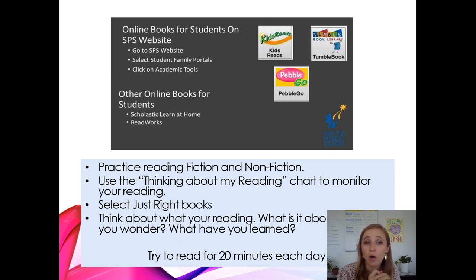Remember that you can go online to the Seattle Public Schools website, select Student and Family Portals, and click on Academic Tools. On this page, you'll be able to find things like Kids Reads, Tumble Book, and Pebble Go if you need more reading materials. You can also look up Scholastic Learn at Home and ReadWorks to find more fun things to read.